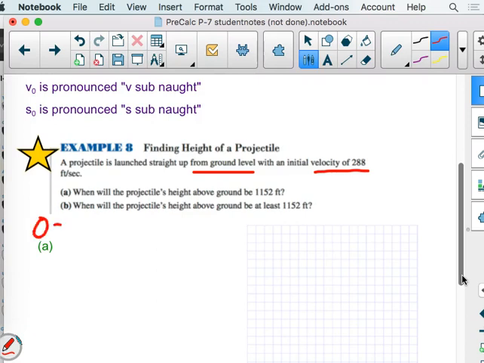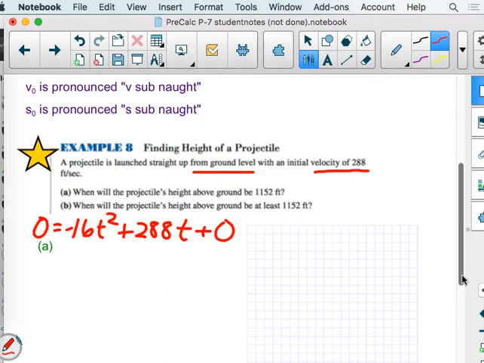So it would be 0 equals negative 16t squared, because we don't know anything about time. They didn't tell us about time. Negative 16t squared plus V sub naught, which was 288t. Ground level. What do you use for a number to represent ground level? I like that number. Ground level is 0. Well, so far so good.